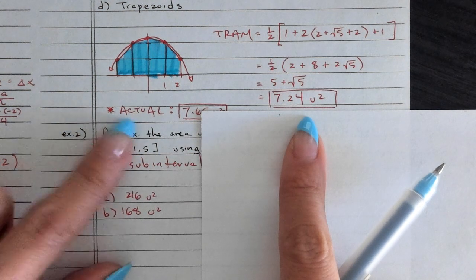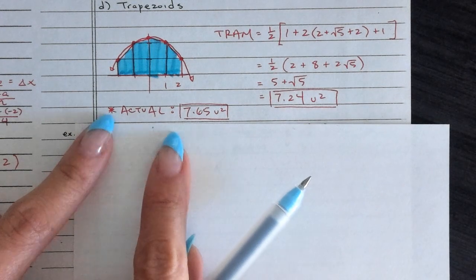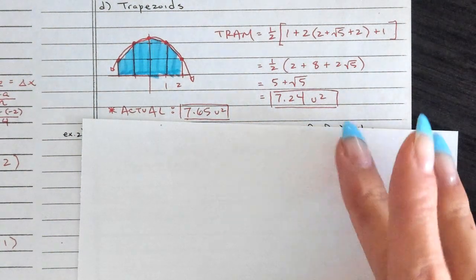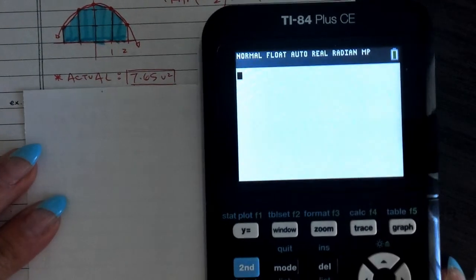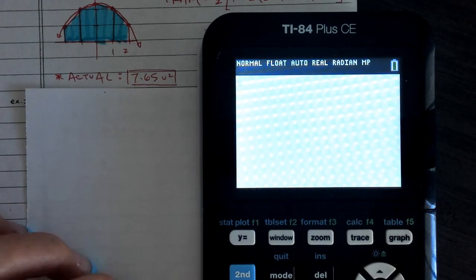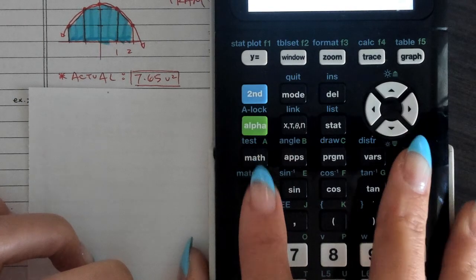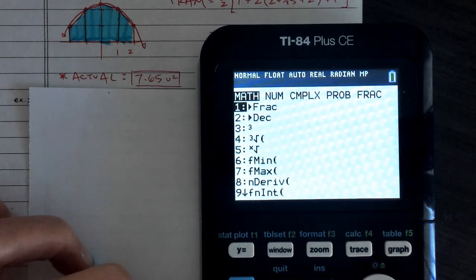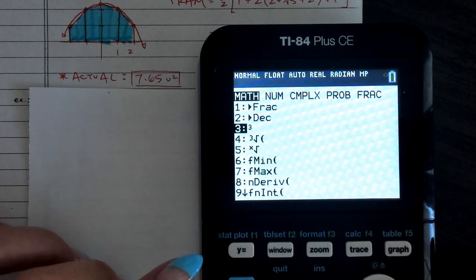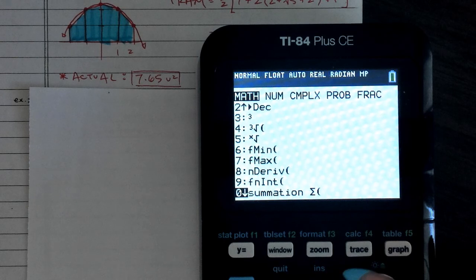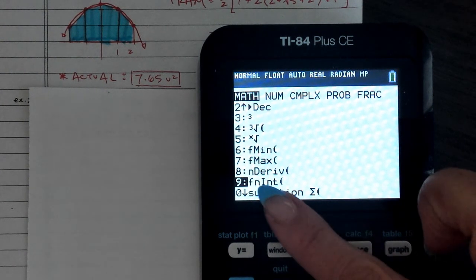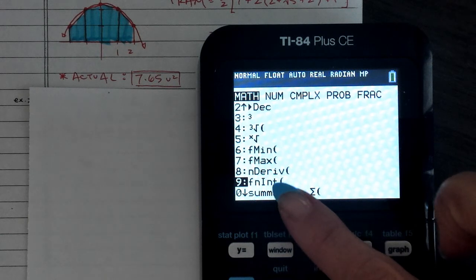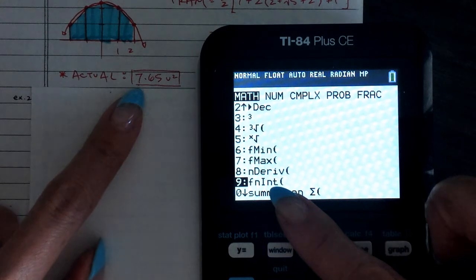And then I'm going to ask you, what is the actual answer? How do you get an actual answer? I'm going to show you. You have to use a graphing calculator. So in my graphing calculator, we're going to find an actual answer. You're going to press math right here, and then you're going to scroll down just so you can see it. You want to find this. It's always going to be number 9, I think, on your calculator, but you want to find an integral. So that's what we're actually finding. The actual area is called an integral.